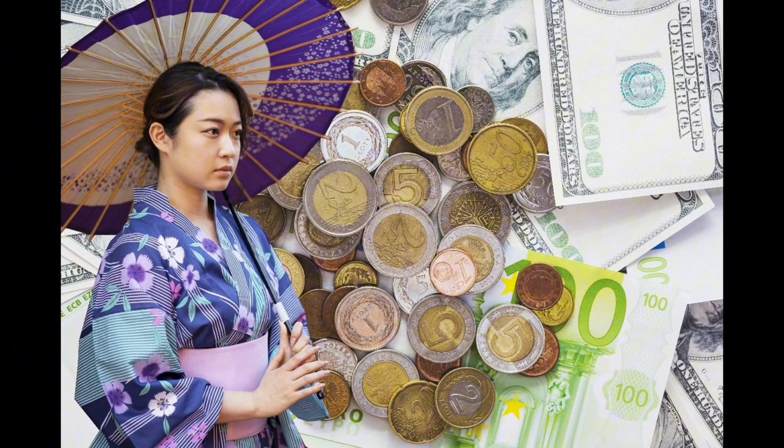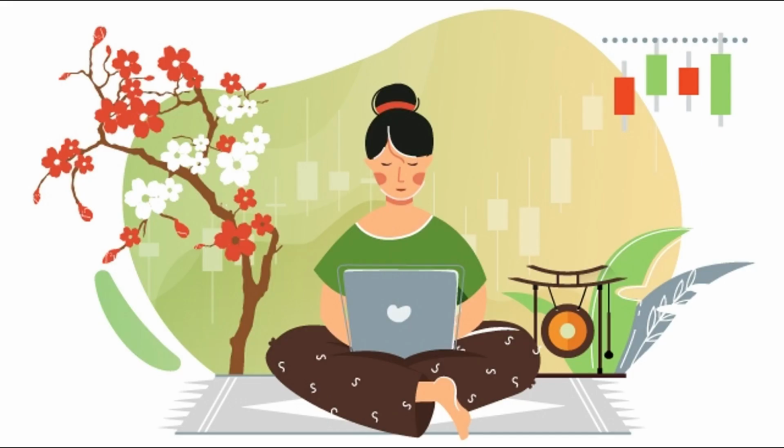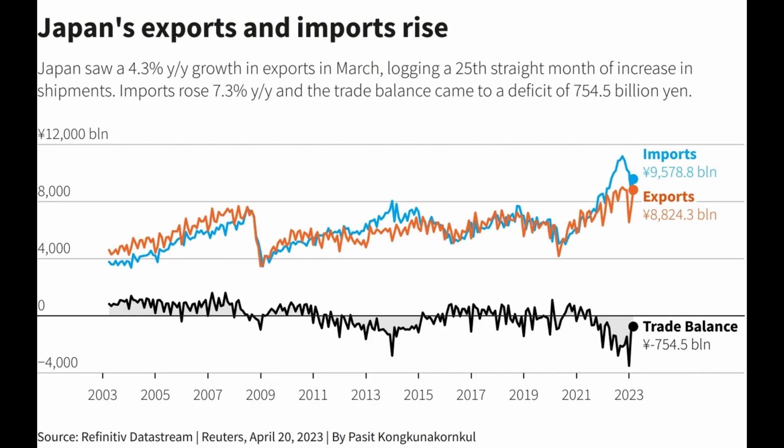Trade surpluses and deficits. Japan's persistent trade surpluses historically supported the yen. As Japan exported more than it imported, demand for yen increased. However, in recent years, trade dynamics have shifted, impacting the yen's value.